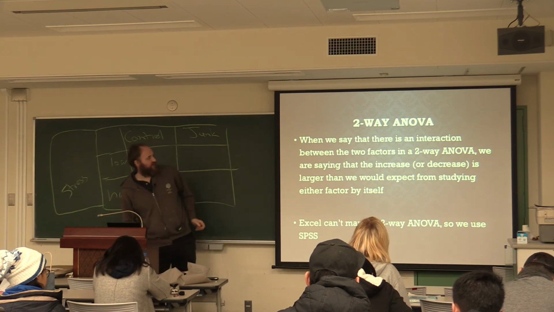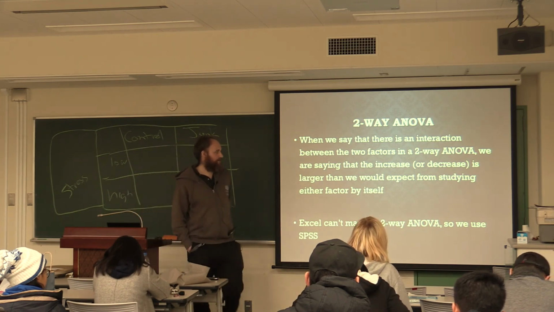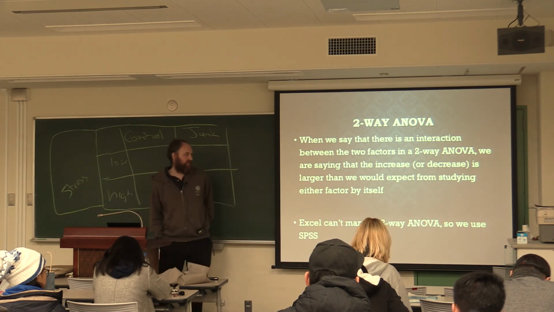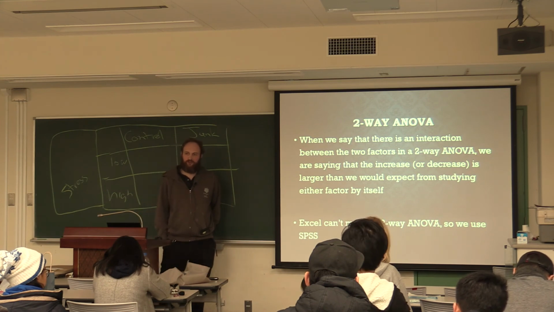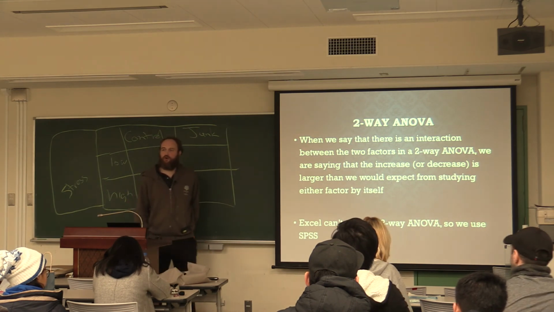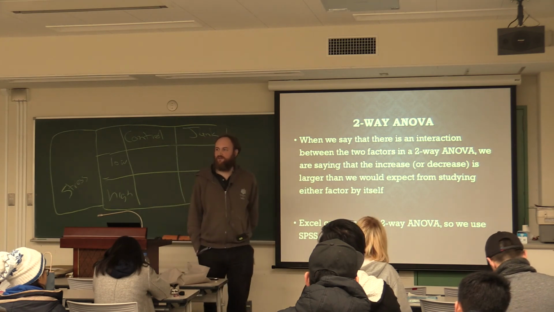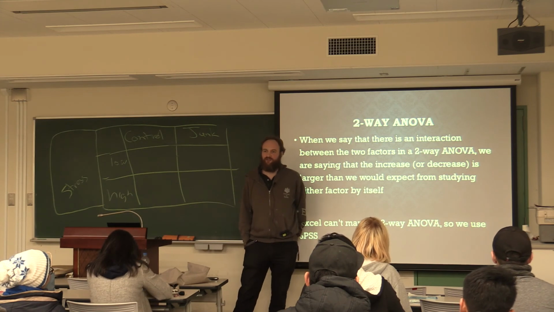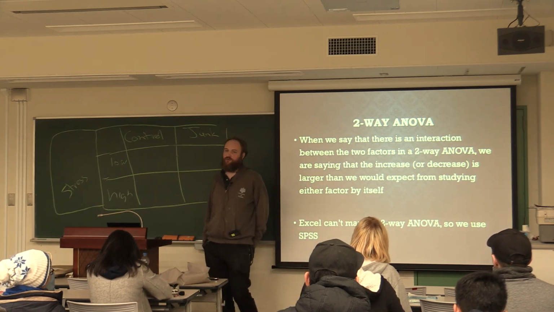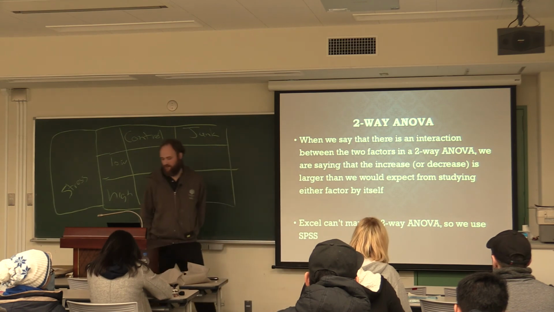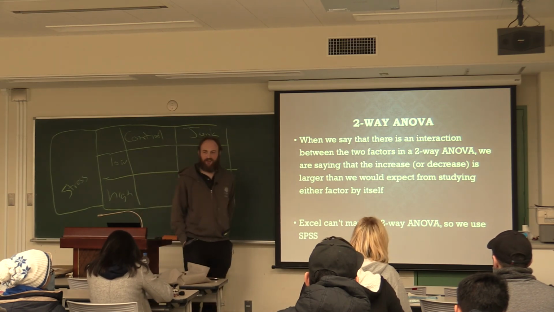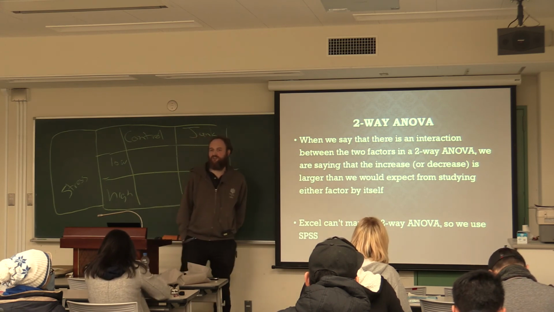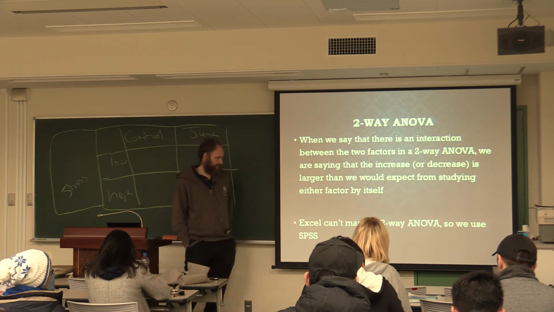So when we say there's an interaction between the factors in a 2-way ANOVA, we're saying that the increase or the decrease is larger than we would expect by studying either factor by itself. It's showing there's something more complicated going on. If you eat junk food and you're stressed, you will put on weight faster than if you were just eating junk food or you were just stressed. Now Excel, unsurprisingly, can't manage a two-way ANOVA, but SPSS, also unsurprisingly, can.